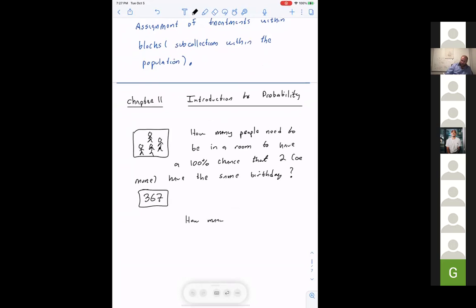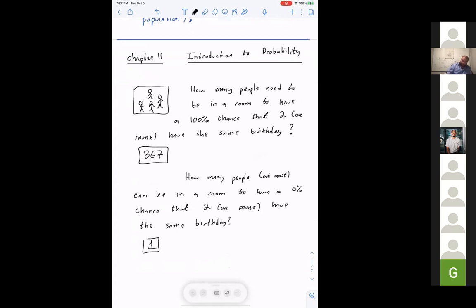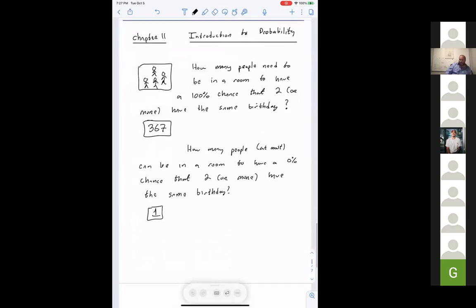Okay. Now, follow up question: how many people at most can be in a room to have a 0% chance that two or more have the same birthday? Is it one? The answer is one. Because once you have that second person, then you already have a chance that two of them have the same birthday, right? Yes.